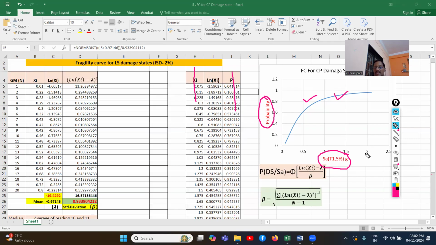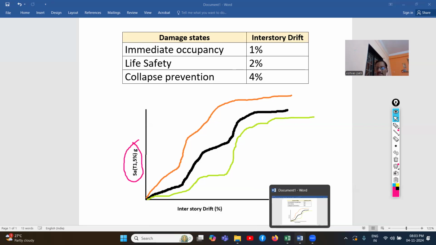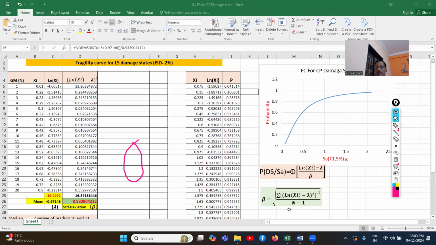Similarly, we can construct a PGA based fragility curve also. But for that, while constructing the IDA plot, it should be such that on the y-axis it is the PGA value. So in this way, we can use the IDA analysis readings to construct the fragility curves.